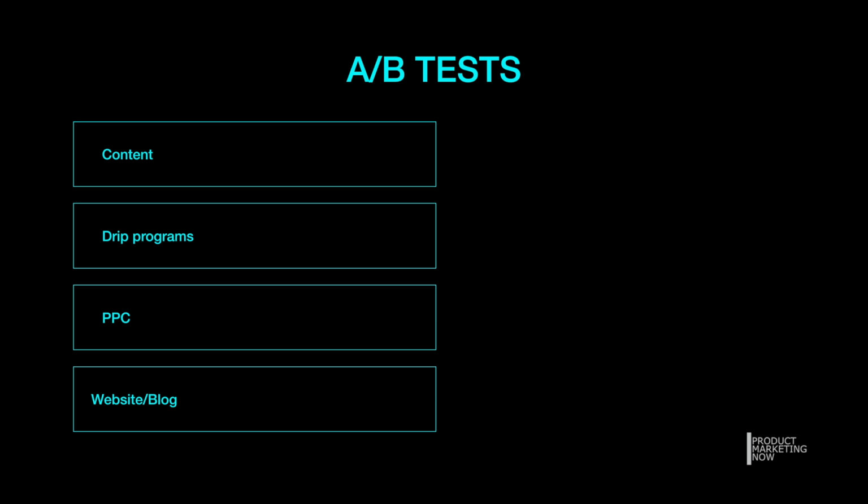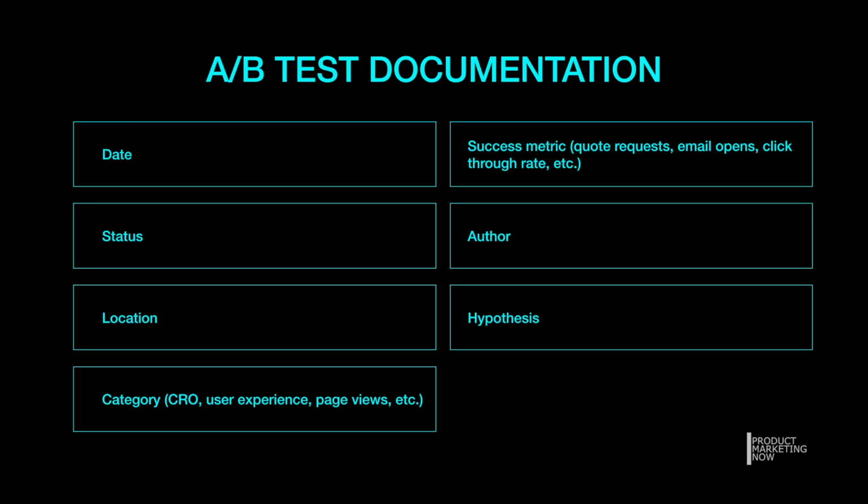Like everything else in your marketing program, you need a solid process for A/B testing. When creating this process, enable as many people on your team as possible to initiate these tests. Have a place to document these tests, including the date, the status, location, the category, is it CRO, user experience, page views, etc. Success metric, quote requests, is it email opens, click-through rate, etc. The author, hypothesis, whether the individuals are implementing the tests themselves or you have a dedicated person doing them.